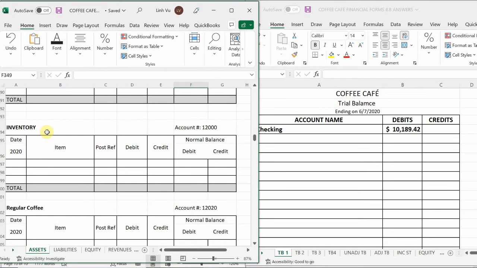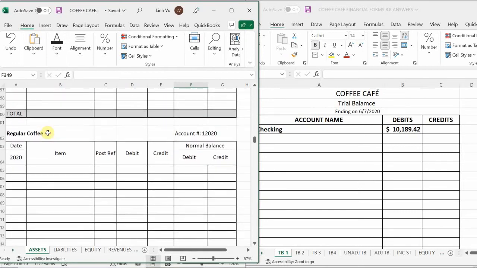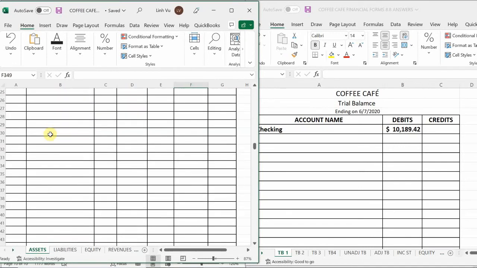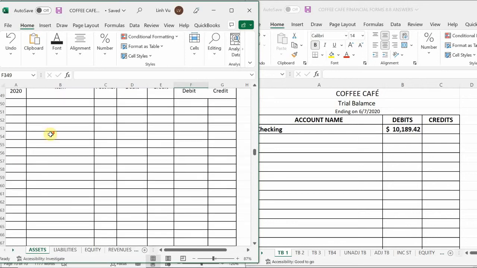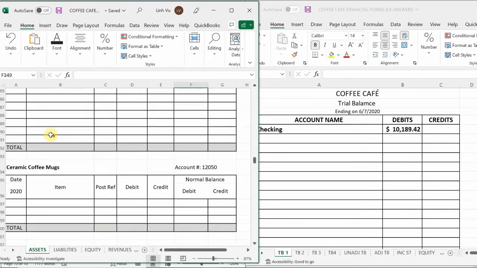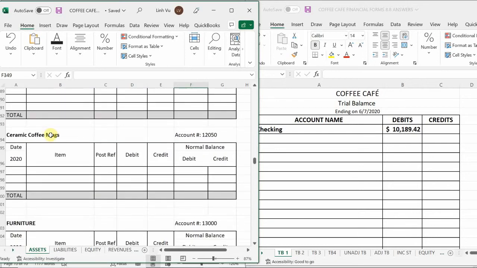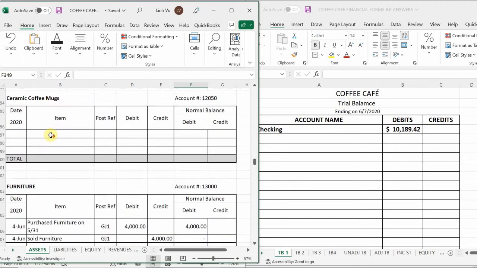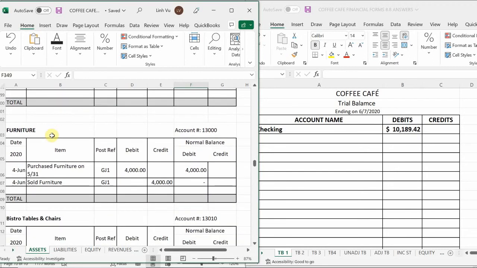Inventory. We haven't even purchased inventory yet, so that means no regular coffee, no Supreme coffee, and no ceramic coffee mugs. Okay. However, did we buy furniture?